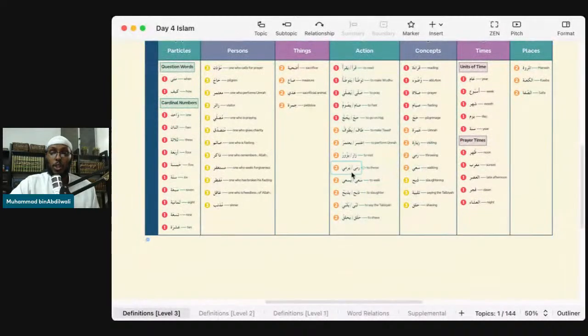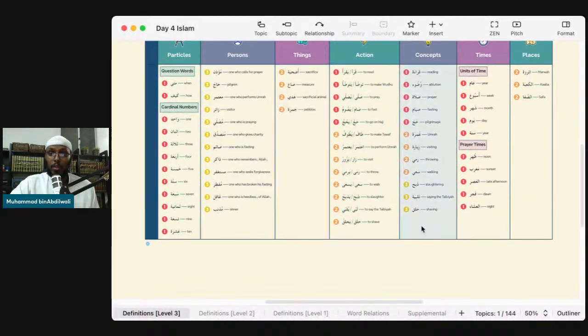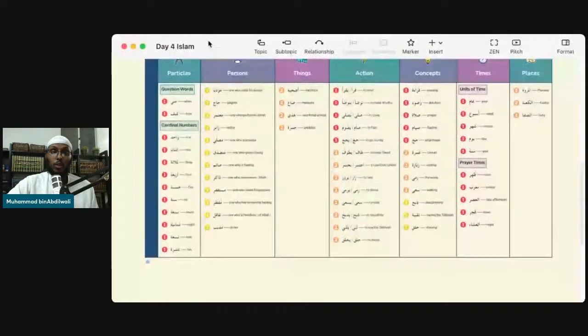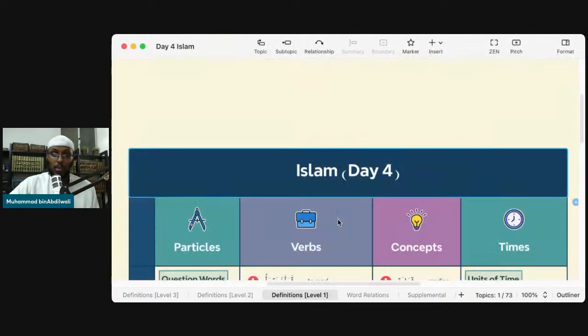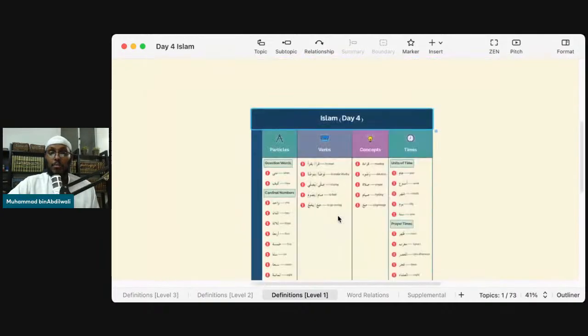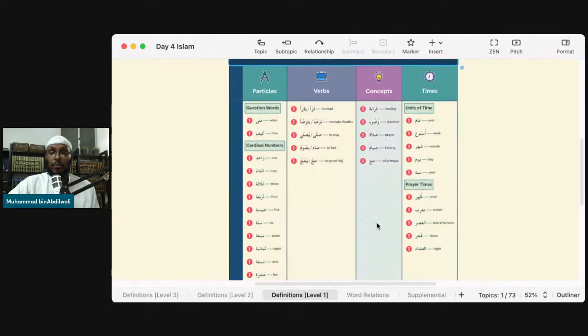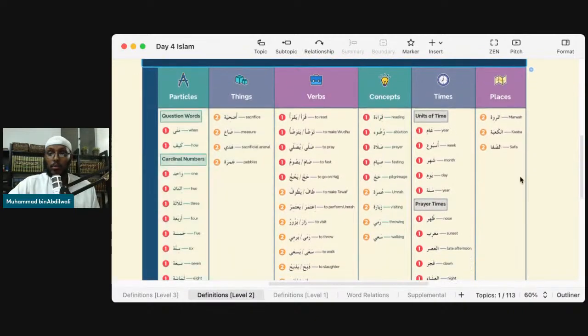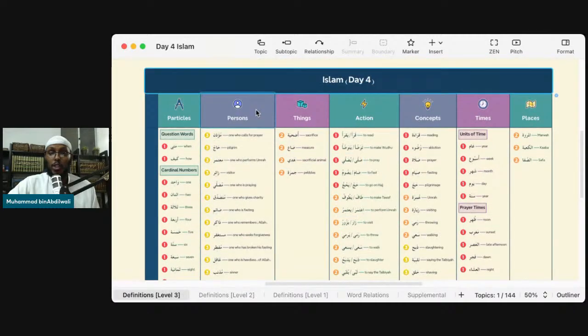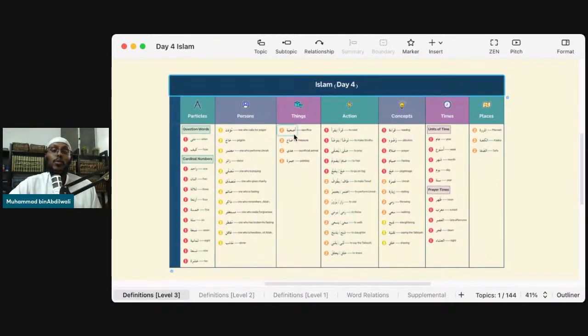Okay, so this is the vocabulary challenge. This is level 3. If you guys want to use a lower level, we can go to level 1. Let's go to definitions for level 1. This is what we did. Not many, probably 20 words or so. Some verbs, some concepts, some times, and some particles. Or we can go to level 2, where we had some things as well. And some places. And level 3, we had also some persons. Let's use level 3 because it gives us a wider scope.